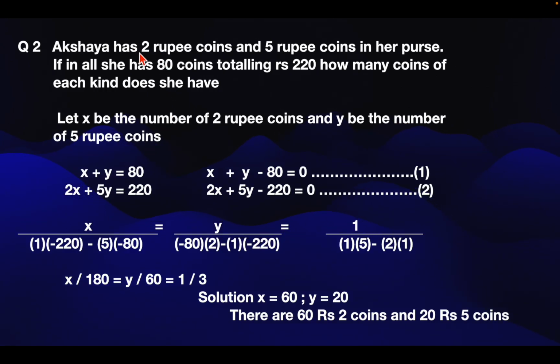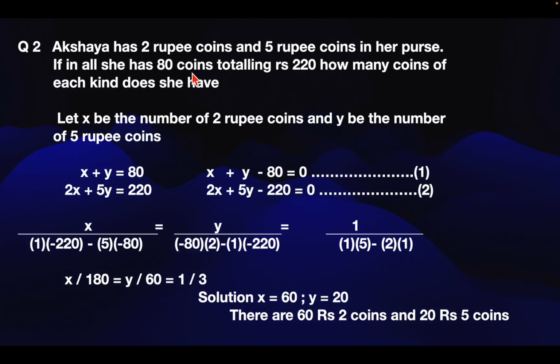So let x be the number of 2 rupee coins and y be the number of 5 rupee coins. Here, first statement, first equation. She has 2 rupee coins and 5 rupee coins in her purse, and in all she has 80 coins. So x plus y is equal to 80. This is the first equation. You can bring it to the left hand side and write it like this.